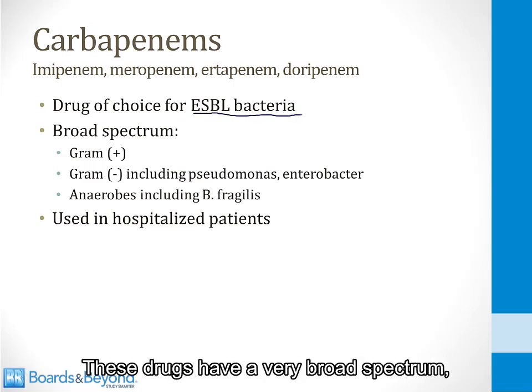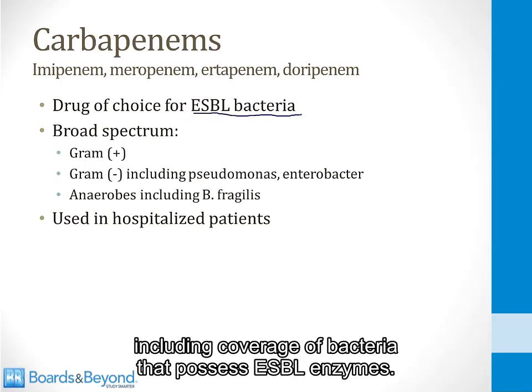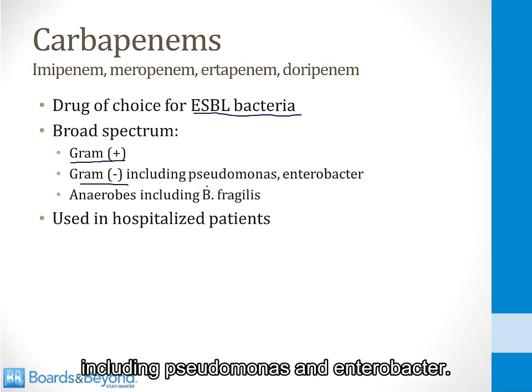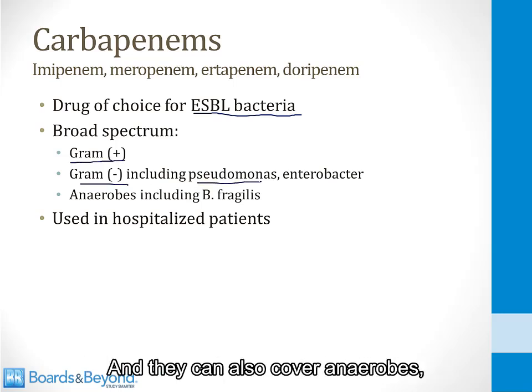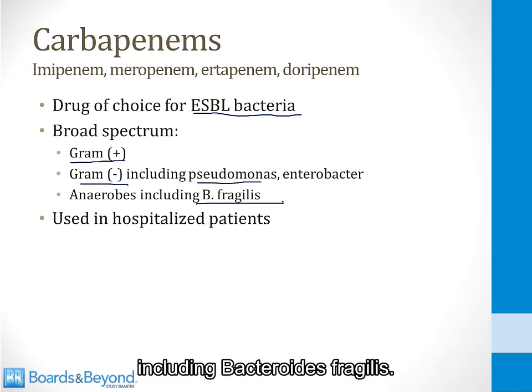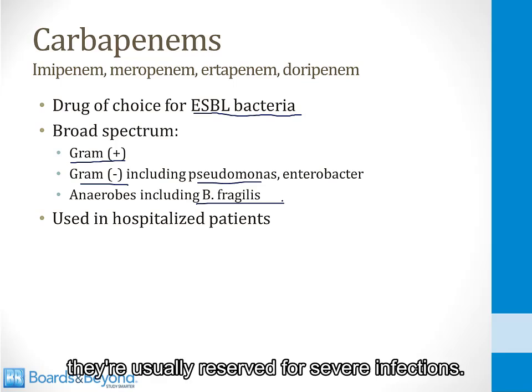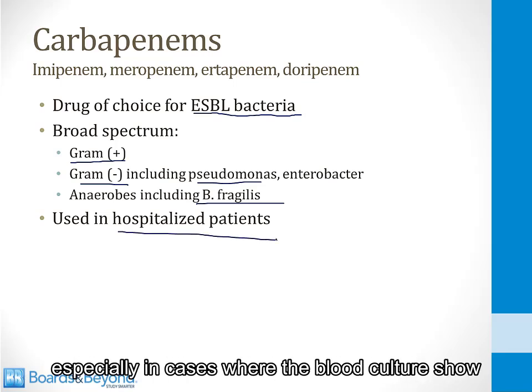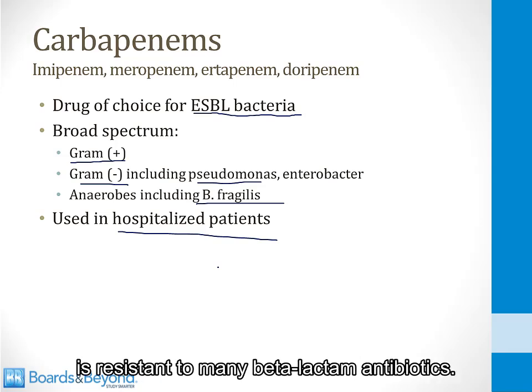Carbapenems are the drug of choice for ESBL bacteria. These drugs have a very broad spectrum, including coverage of bacteria that possess ESBL enzymes. They can cover most gram-positives, they can cover gram-negatives, including Pseudomonas and Enterobacter, and they can also cover anaerobes, including Bacteroides fragilis. For this reason, they're usually reserved for severe infections. They're often used in hospitalized patients, especially in cases where the blood cultures show that the bacteria causing infection is resistant to many beta-lactam antibiotics.